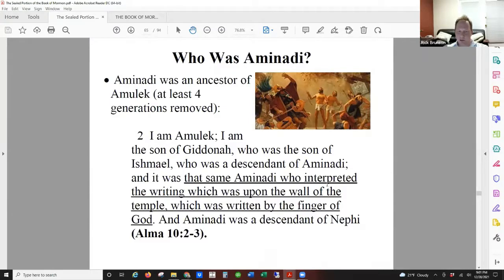And it was that same Aminadi who interpreted the writing which was upon the wall of the temple, which was written by the finger of God. And Aminadi was a descendant of Nephi. So you guys remember this story, and I'm sure when you read the Book of Mormon for the first time, you said, huh? When did this happen? What is this referencing? We have no idea. I mean, was that the same as when I first read it in high school? I remember writing on the wall of the temple, but I thought that was the Old Testament. Is this what it's referring to? I couldn't figure out what story this was and what it meant, and it was just kind of put there out of the blue. Anyone have the same experience as me? I'm sure, right?